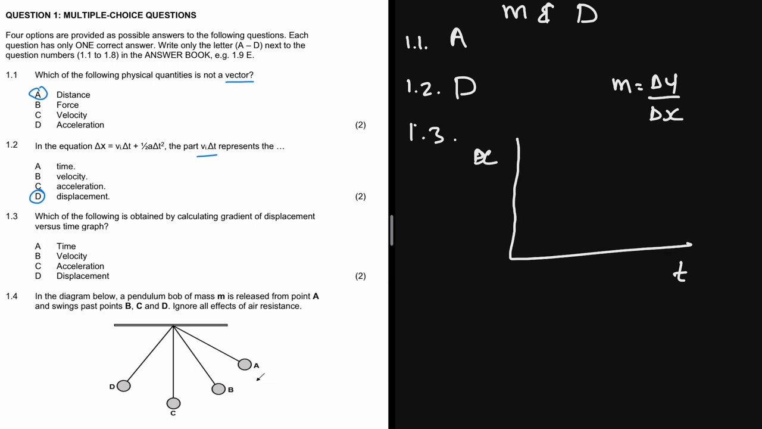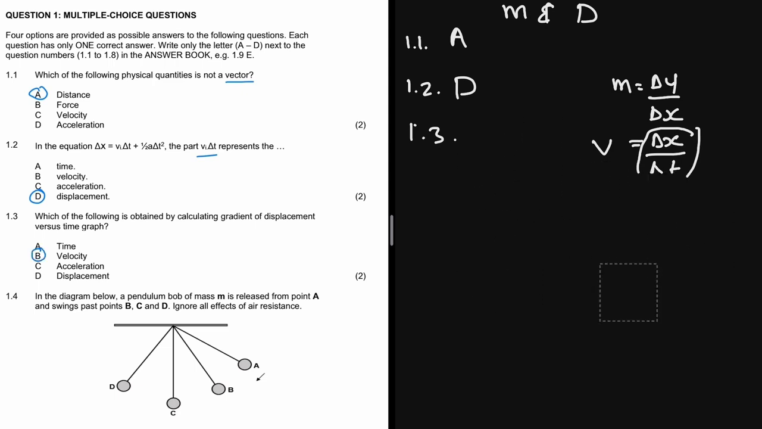So if we look at this position time graph or displacement time graph, we know that the y is change in displacement, and the x will be the change in time. So what does change in displacement over change in time represent? We know this represents velocity. So this means the gradient of a position time graph is actually the velocity, because velocity is the rate of change in displacement. So the correct answer here has to be number B, because velocity is the gradient of displacement time graph. So the correct answer will be B.